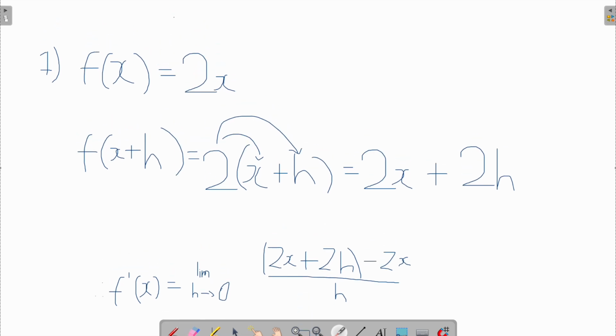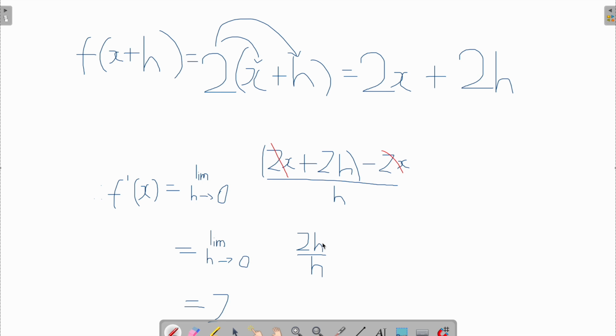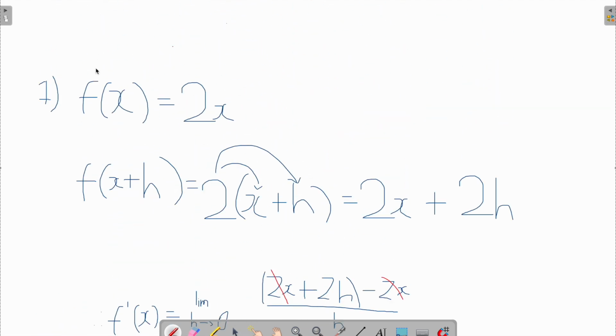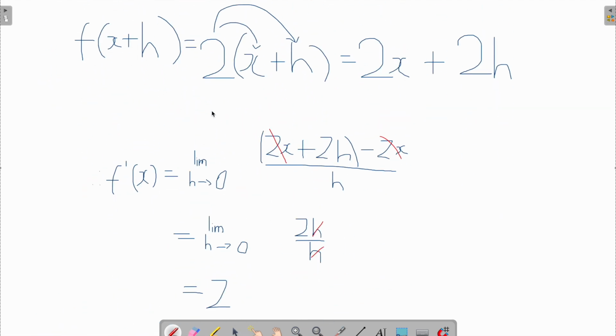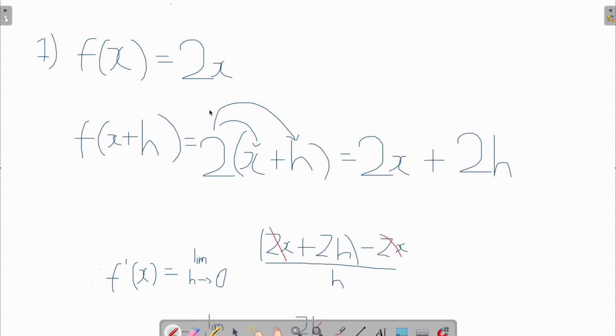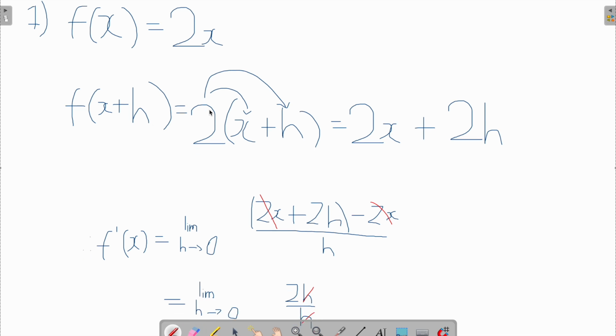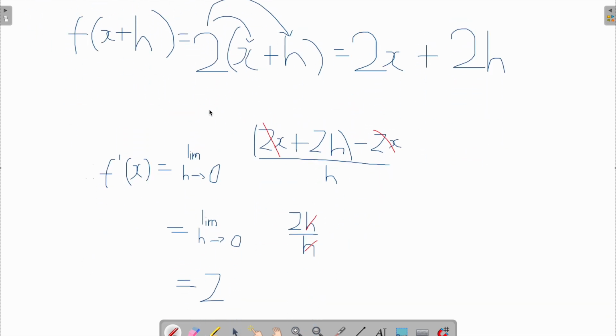So as we can see, the 2x cancels with one another, and what remains is 2h on h. Simply, the h's cancel with one another, and the limit as h goes towards 0 of 2 is not necessary because 2 will always be 2. So as we can see here, the derivative of f of x equals 2x is just equal to 2. Think about that and see if you can possibly see a pattern and what the quicker way might be.